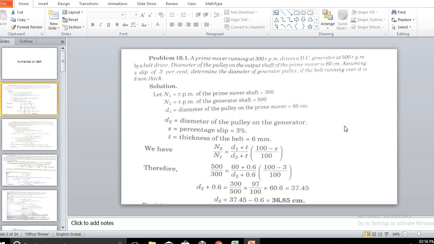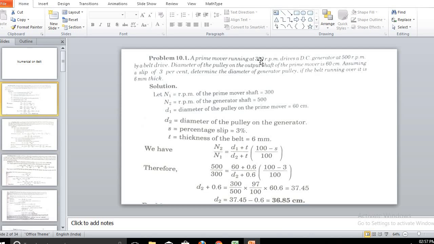This is a flat belt drive. This example is based on the flat belt drive, where the belt drive is used in the generator. The generator is run by a flat belt drive using this prime mover. Maybe this is a diesel genset. The diesel engine is the prime mover, and it runs the DC generator by means of a belt, so the RPMs are different.